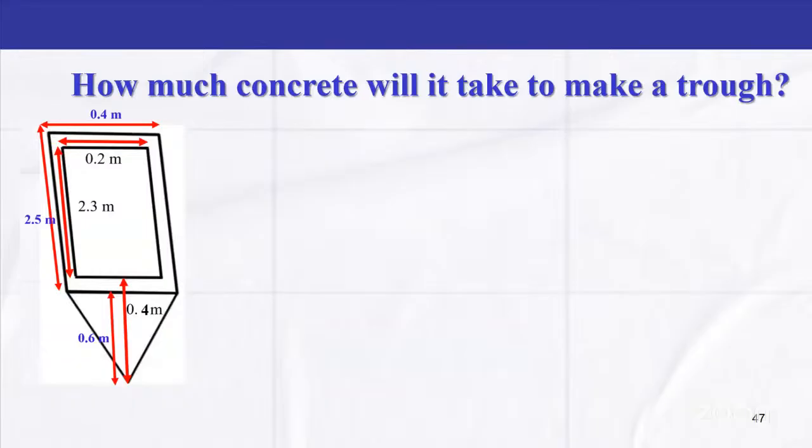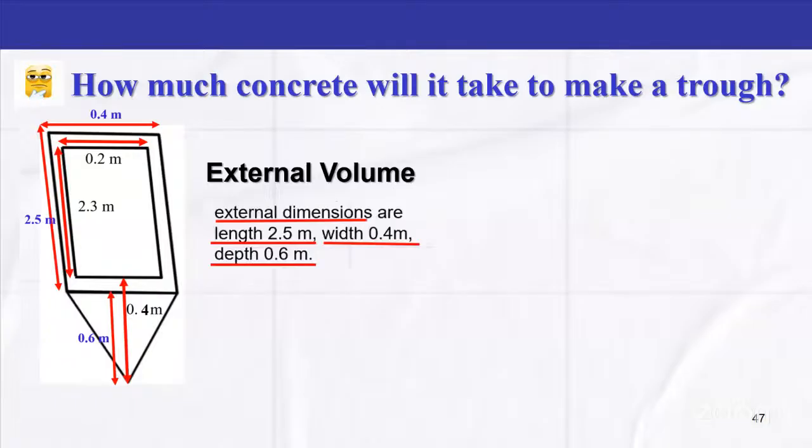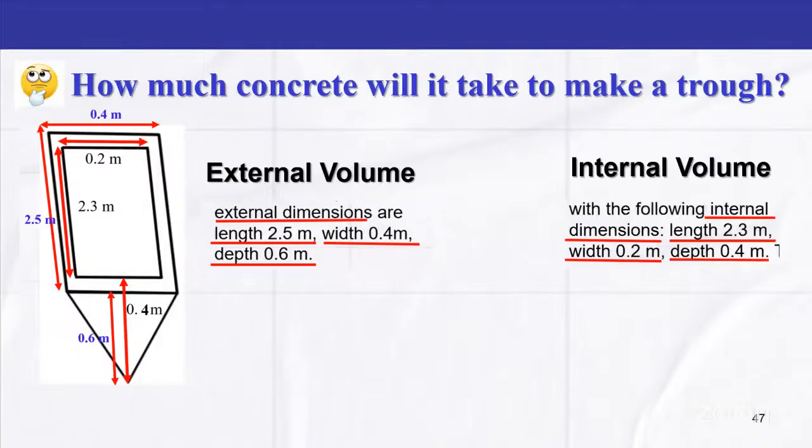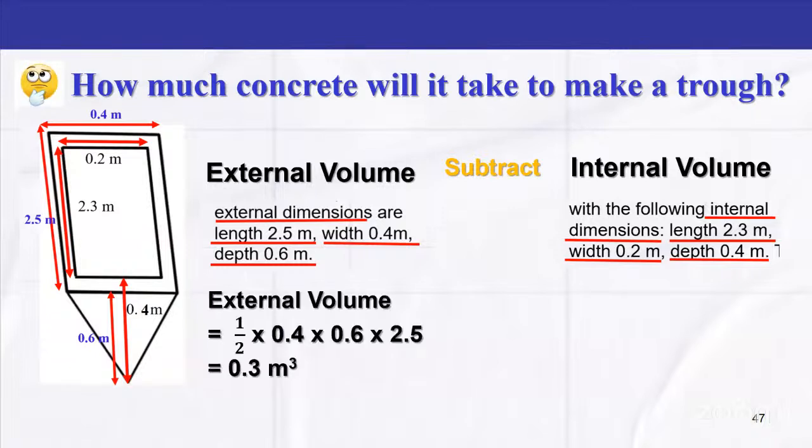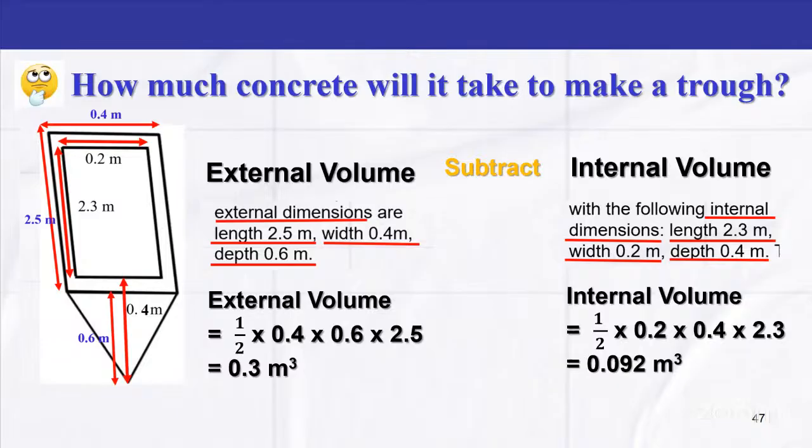So we have our diagram already. We would have utilized this diagram already. And so our external volume, we can calculate because we have our dimensions, and our internal volume, we would have already calculated. And again, we said that we're going to be subtracting. And so for our external volume, it's going to be the same formula that we would have used before, which is a half of our base and depth of that cross section. And we're multiplying that by the length. And likewise for our internal volume, which we would have calculated already to be 0.092 cubic meters.